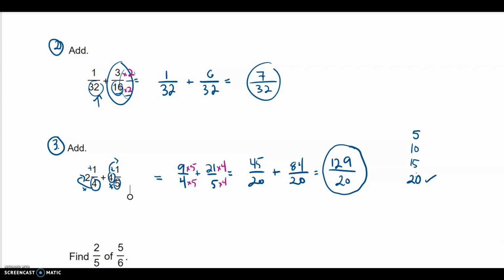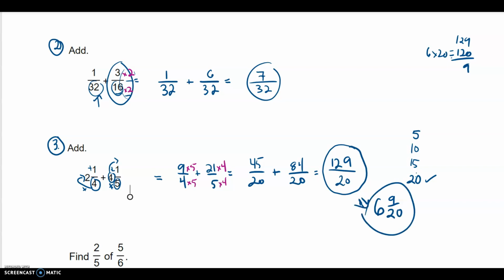You could also write this as, so here's another part to this chapter. You have to write this as a mixed number sometimes. So you can ask yourself, how many times does 20 go into 129? It'll go in 6 times, because 6 times 20 is 120. And that would leave you with a remainder of 9. So an equivalent answer.